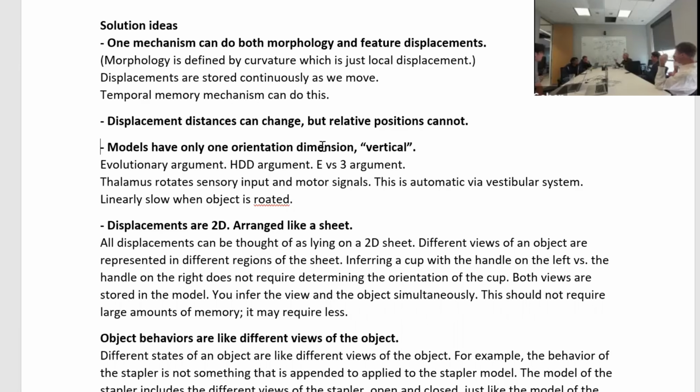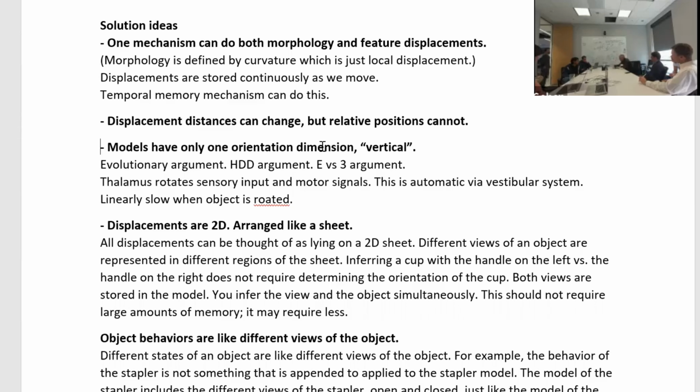So imagine we said there's a reference frame for this cup, and the reference frame includes the 3D orientations. That would mean if I learned this model with the handle on the right, then as I see the handle on the left, I'd have to rotate the model to figure out what the orientation is. I'd have to infer the new orientation. And the idea I'm working on is that you don't do that at all.